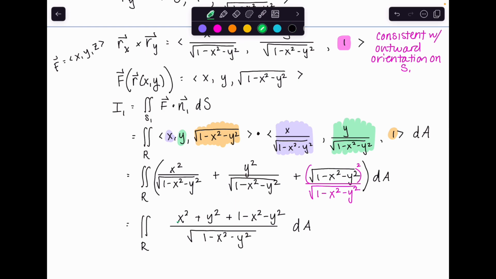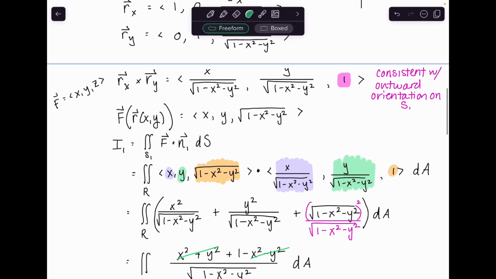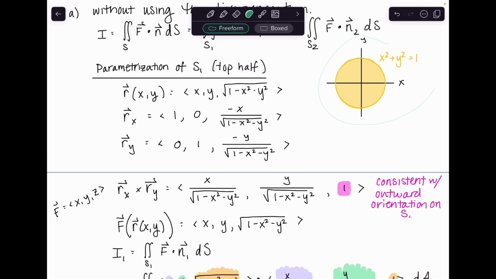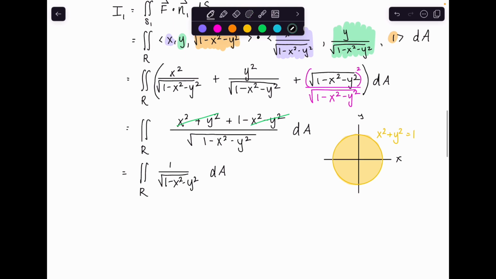So thankfully some nice stuff happens. The x squared and y squared disappear, and this becomes the double integral over the region R of 1 over the square root of 1 minus x squared minus y squared, and then we're going to integrate with respect to x and y. Now at this point, you definitely could set this up using x and y bounds, but integrating that inside is not pretty. So this is where this region of integration comes into play. Because it is a circular region, it's going to make a lot more sense to integrate this with polar coordinates.